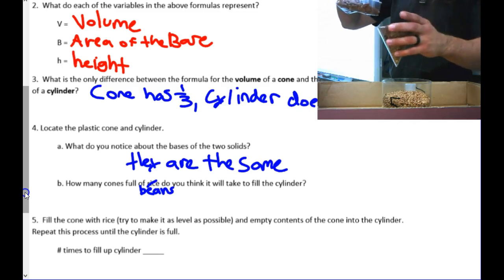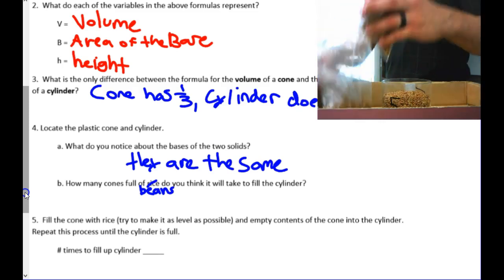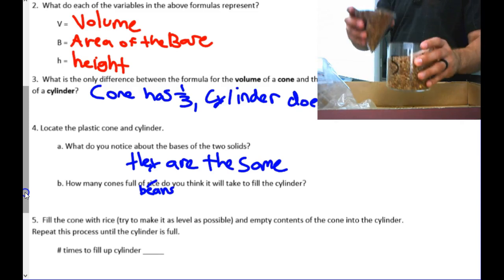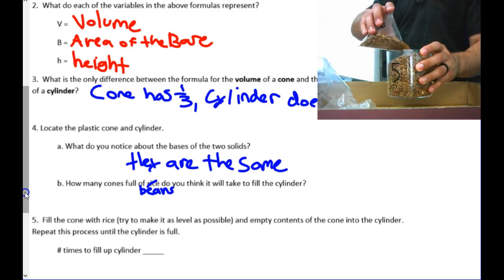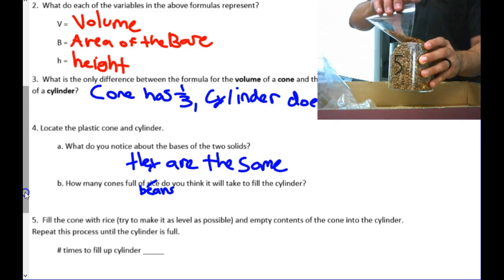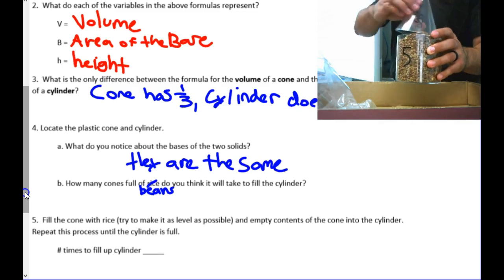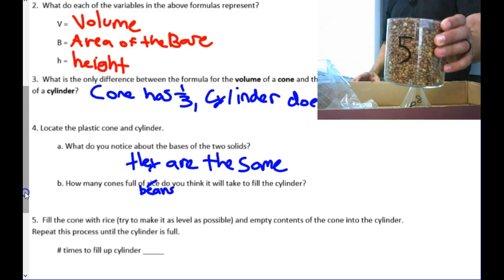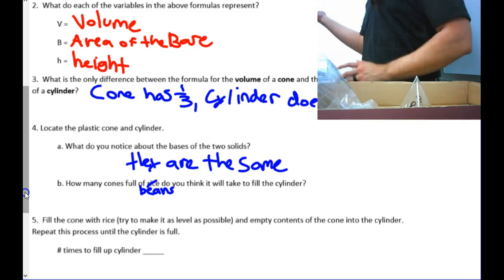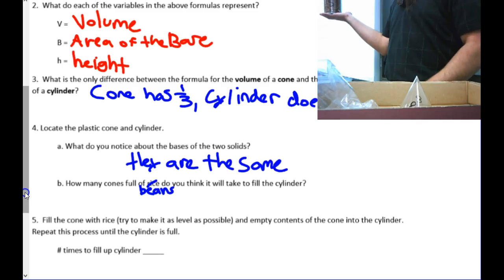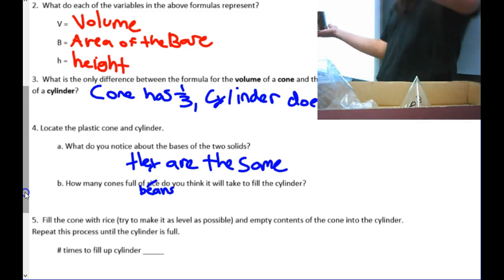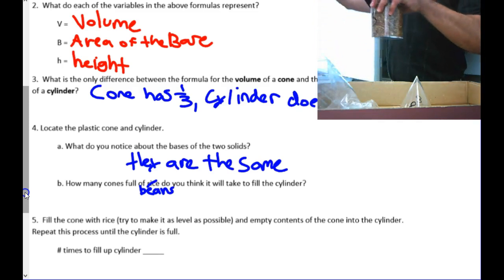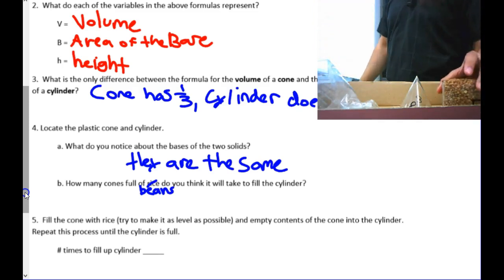All right, here we go. All right, so we got my 3rd cone into my cylinder. Okay, let me just try to even it out. And look at that, all the way to the top, full of beans, okay? Now how many cones filled up the cylinder? 3. All right, so, very good.